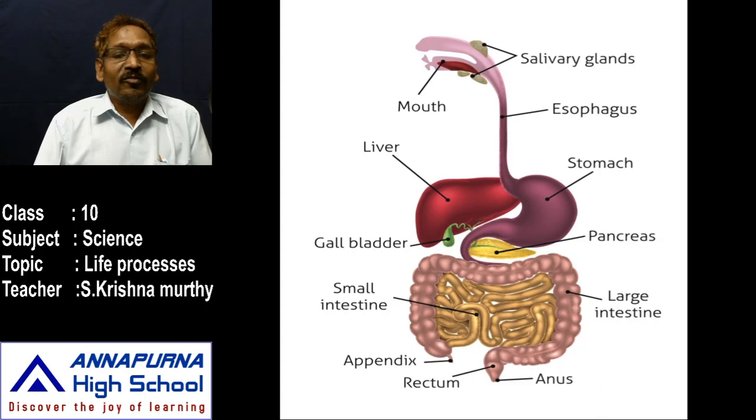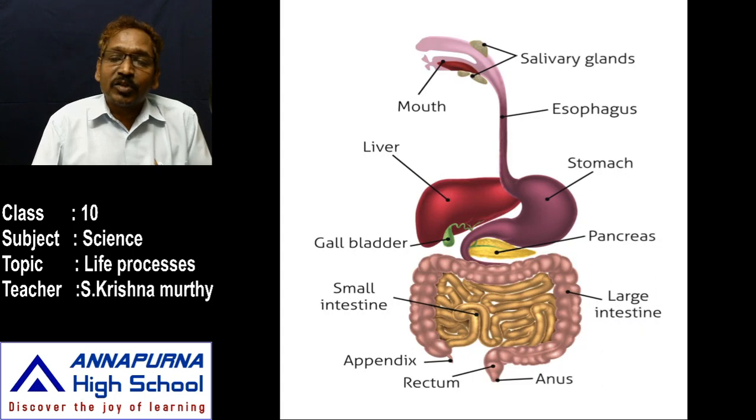Let us learn about the stomach. The stomach has some glands. The internal membrane of the stomach contains gastric glands. These gastric glands produce gastric juice. This gastric juice contains hydrochloric acid, HCl, pepsin, and mucus.